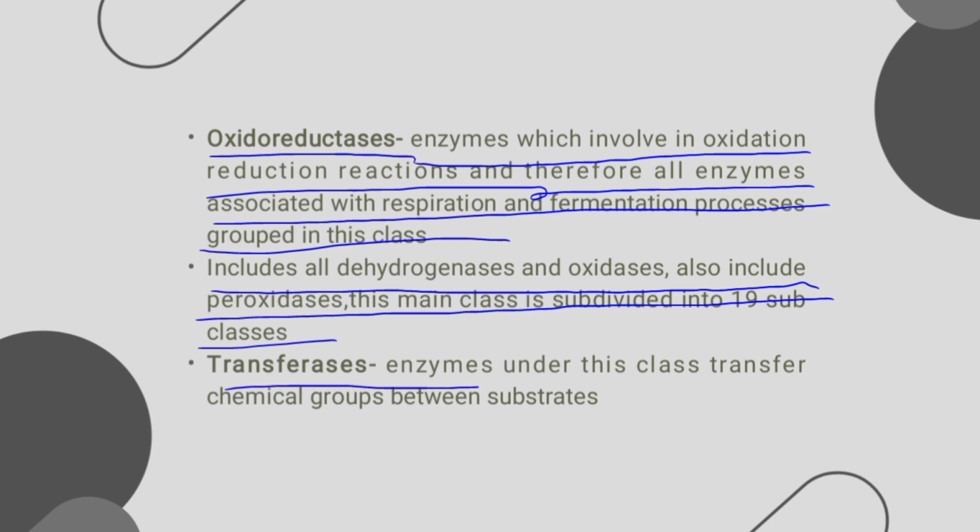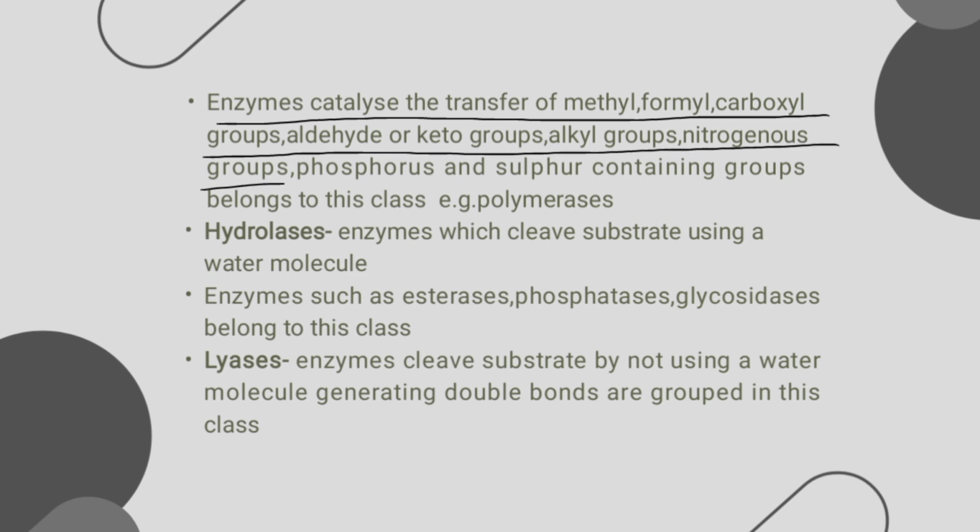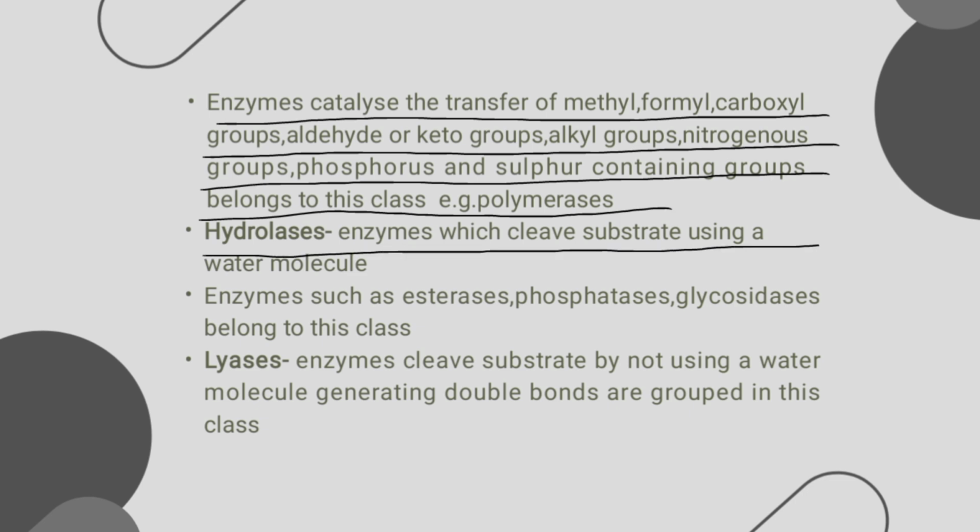Second is transferases. The enzymes under this class transfer chemical groups between substrates. Enzymes that catalyze the transfer of methyl, formyl, carboxyl groups, aldehyde or keto groups, alkyl groups, nitrogenous groups, phosphorus and sulfur containing groups belong to this class. For example, polymerases. Third is hydrolases, enzymes which cleave substrate using a water molecule are called hydrolases.